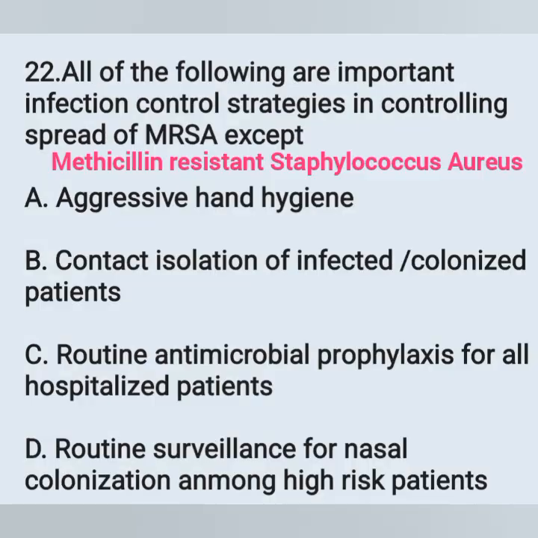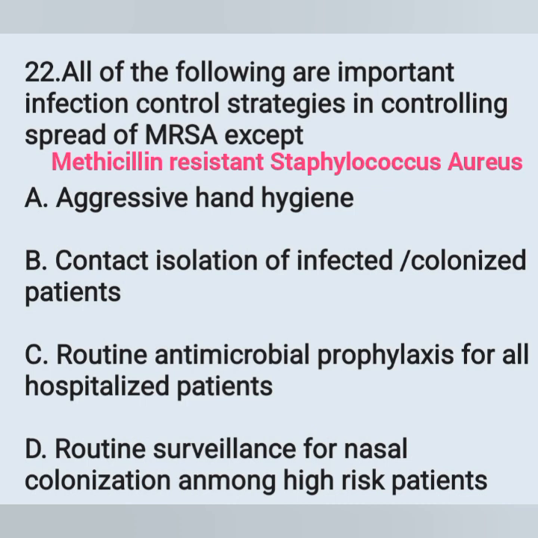Move on to the next question. All of the following are important infection control strategies in controlling spread of MRSA except. MRSA means methicillin resistant Staphylococcus aureus infection. Except is the question. Options: option A, aggressive hand hygiene. Option B, contact isolation of infected or colonized patient. Option C, routine antimicrobial prophylaxis for all hospitalized patients. Option D, routine surveillance for nasal colonization among high-risk patients.